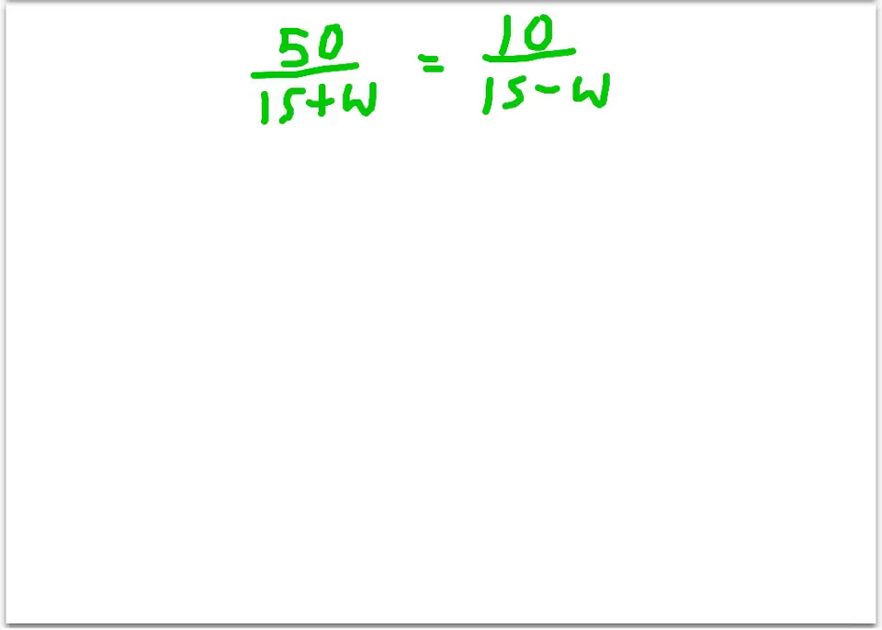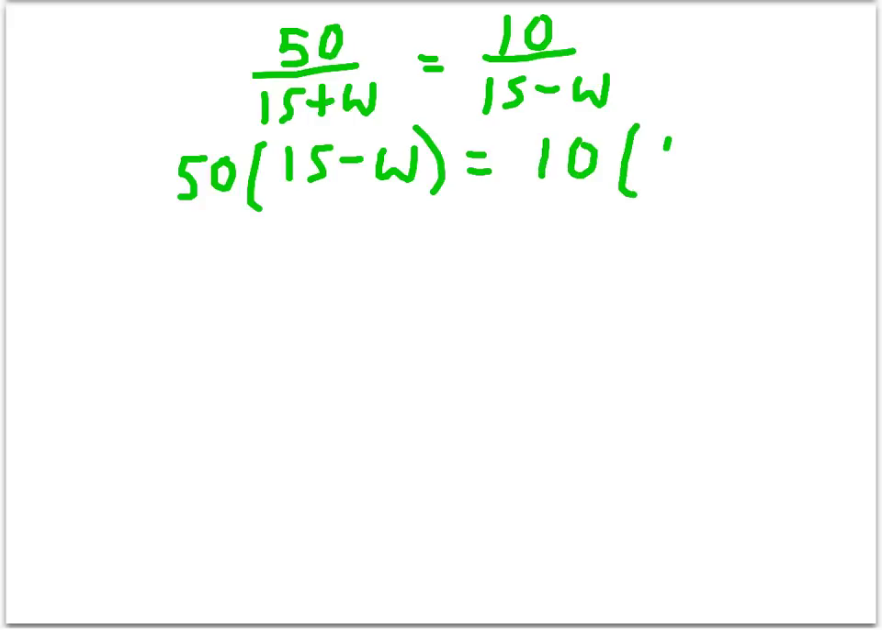Now, we haven't worked a lot with this, but last year when you worked with ratios and proportions, what we have here are two fractions. You may remember that when you have two fractions equal to each other, you can do some cross multiplying. We did a little of that this year, but not a whole lot. So that means I can say that 50 times 15 minus w is going to be the same as 10 times 15 plus w.